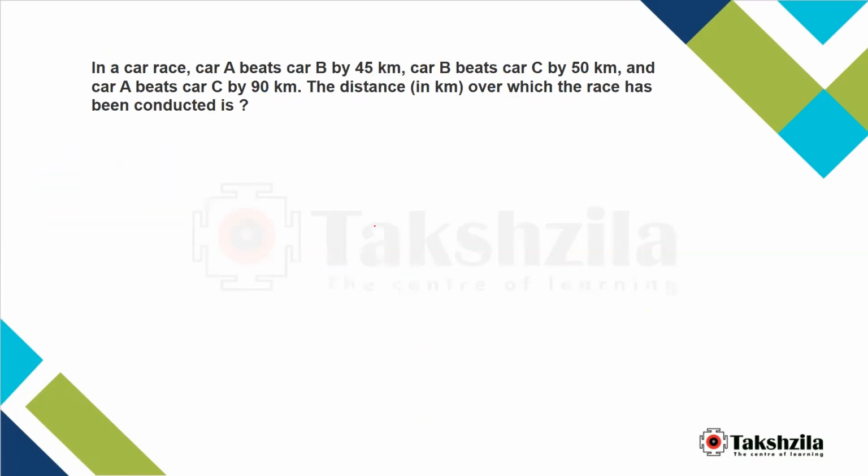Next question: in a race, car A beats B by 45 kilometers. Again, we'll directly write the relation, A by B. But when you read the question, we don't know the distance over which the race has been conducted. So we don't know the race length, so we'll consider the race length to be x. By the time A covers x, B will cover how much? x minus 45. Now B beats C by 50 meters.